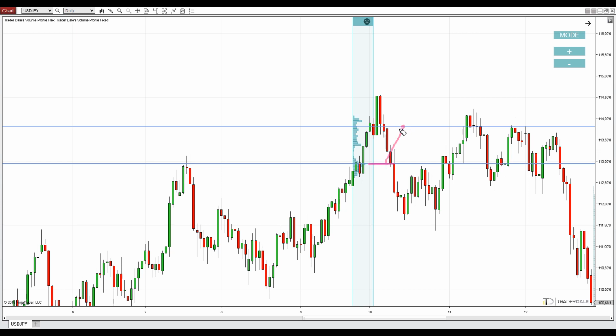This would be the entry point. This would be the take profit. You wouldn't be able to take it, all right? With a volume-based take profit, this trade would have ended up as a loser.